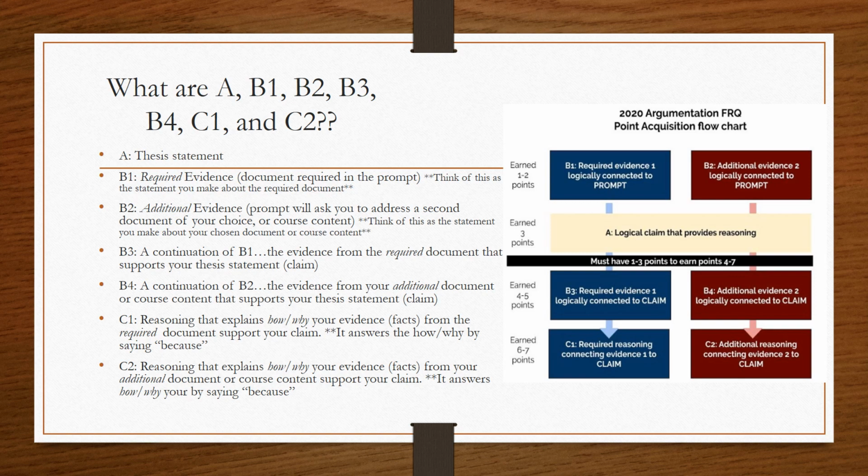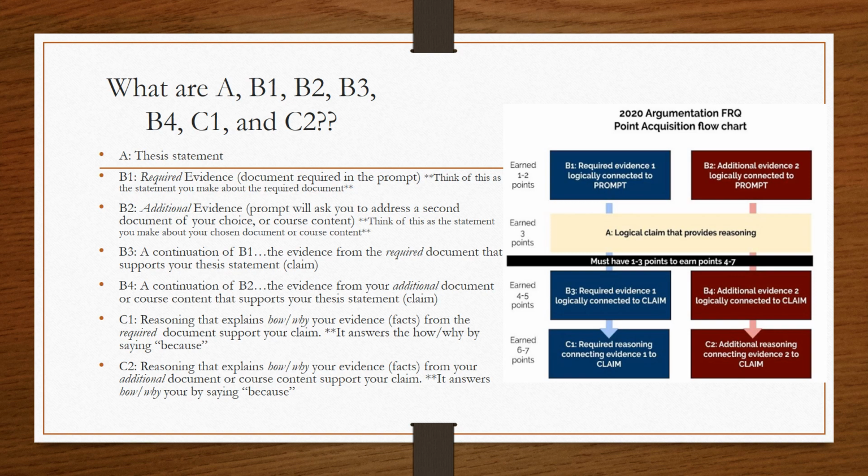This is where it can be kind of confusing, so you might need to write it down on paper to clarify it. But the B3 is going to be a continuation of B1. So that's the evidence from the required document that supports your thesis statement or claim. So B1 is the statement, B3 is the evidence from that document that supports your statement. B4 is the continuation of B2. So that's the evidence from your chosen document or course content that supports your thesis statement or claim.